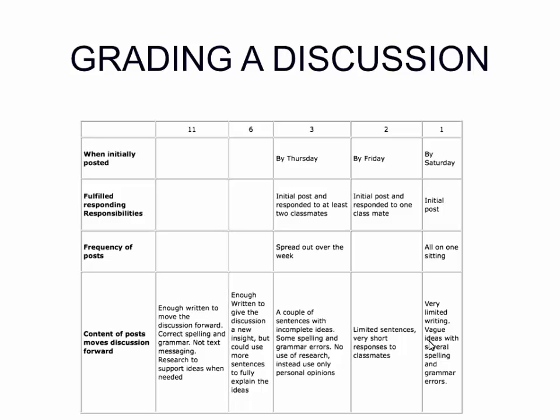I also had fulfilled responsibilities: initial post, responded to 1, responded to 2, just at your own post. Was it spread out over the week, and I've redefined that as 3 times, 2 times, 1 time. And then I put in comments for the different values for the content. I give this to them right up front. They know. I've not had any arguments on any discussion grades. Makes it so easy to evaluate now.